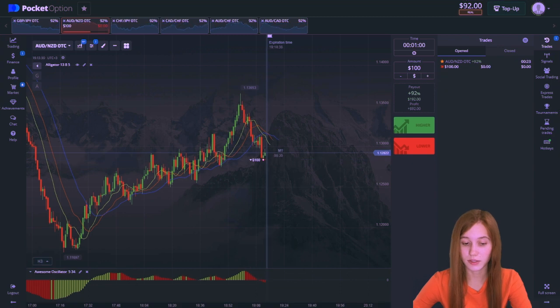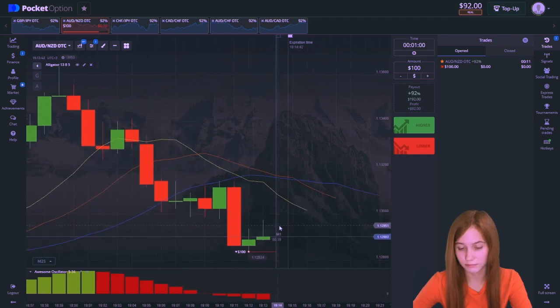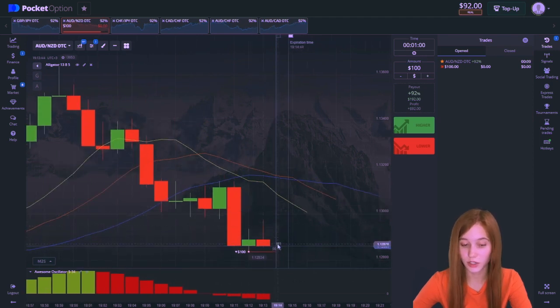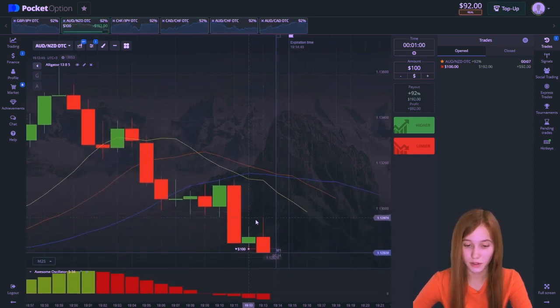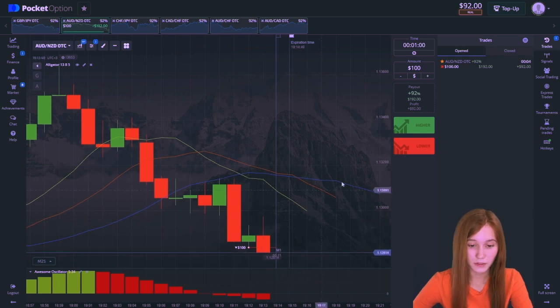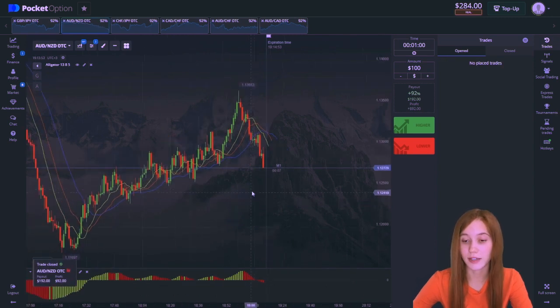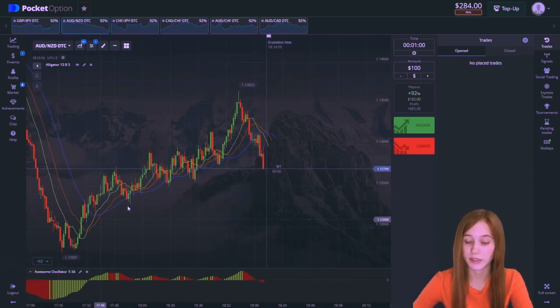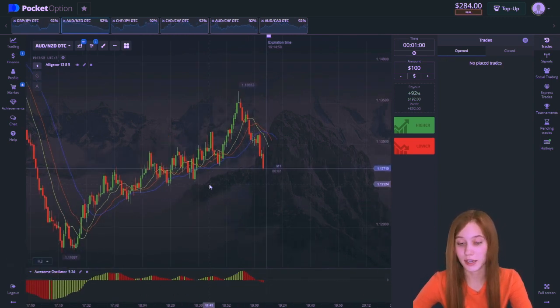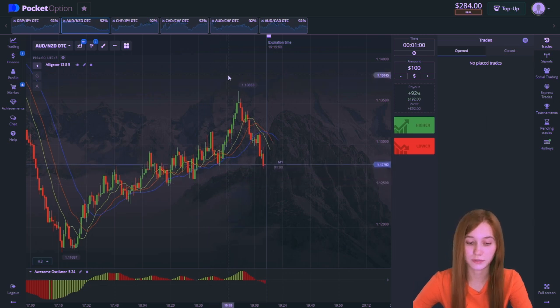Eighteen seconds left until the end of our deal. At the moment we are still above our opening point. In this moment we see that our chart is starting to draw down, quite pleasant in our situation. 3 seconds. And yeah, as I said, our profit is $92. Good. Our profit is in plus. Our balance is $284. And let's move on to the third currency pair.